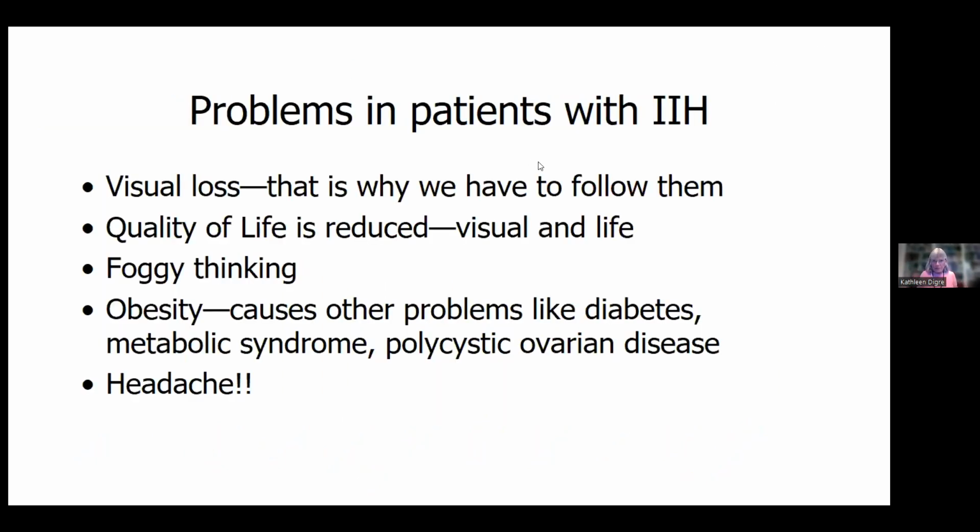Now, the problems that people who have this disease have, one is visual loss. Now, Sharon, she was 20/20, but her visual field was very abnormal. And that's why we follow patients very carefully who have papilledema, because we have to be sure they don't lose vision. Secondly, we know the quality of life and the visual quality of life is reduced in this disorder. This really interferes with people's lives. Then people get foggy thinking. Their thinking becomes somewhat muddled and confused.